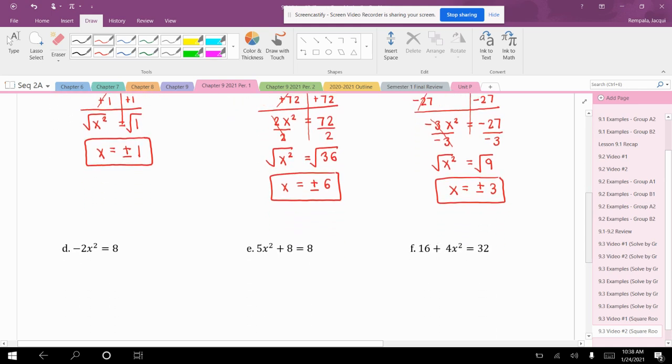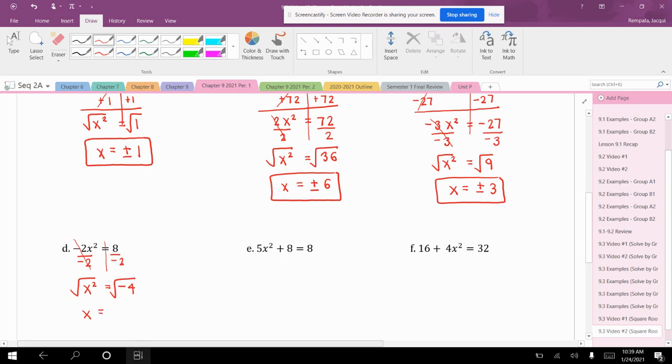Okay, as we continue, notice that the next one, we have negative 2 times x squared equals 8. So there's only one number on that side. I'm going to have to undo the multiplication. I'm going to divide both sides by negative 2. That'll get rid of the negative 2's on the left, leaving you with x squared. Notice that that's going to equal 8 divided by negative 2, which is negative 4. Now I can take the square root of both sides to get the x by itself.